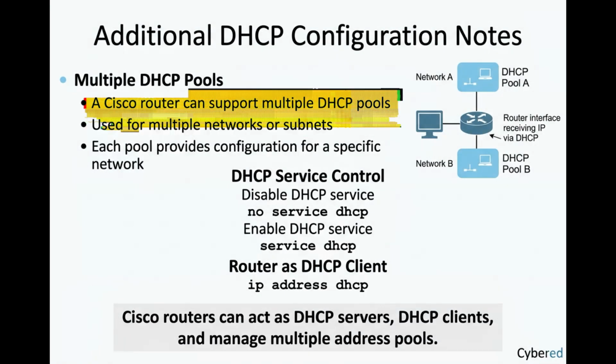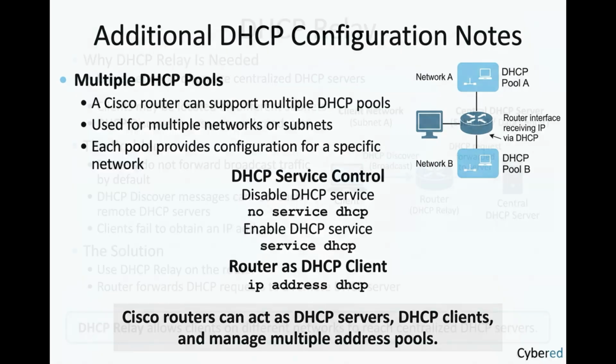Multiple DHCP pools can be configured on a single Cisco router to support multiple networks or subnets. To disable DHCP services on a Cisco router, use no service dhcp. To enable DHCP services, service dhcp. A Cisco interface can also be configured as a DHCP client using ip address dhcp. In the next section, you will learn how DHCP Relay allows DHCP requests to reach servers located on different networks.